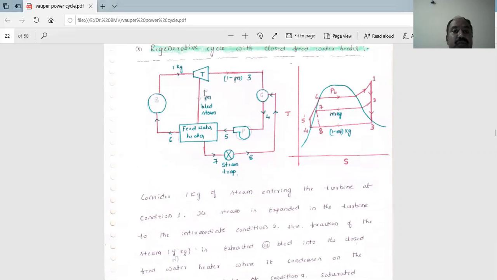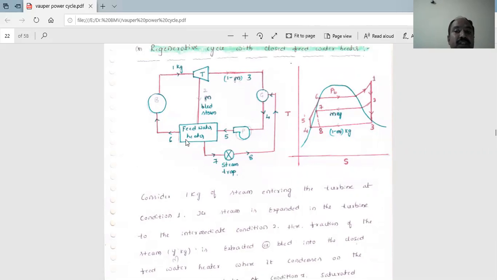At stage 2, m amount of steam is trapped, and the remaining 1 minus m amount of steam is passed to the condenser. Here the condensation process takes place. The condensed fluid is pumped to the feed water heater. Then the 1 minus m amount of condensed fluid and the m amount of steam condensate are passed on again. This cycle is repeated.